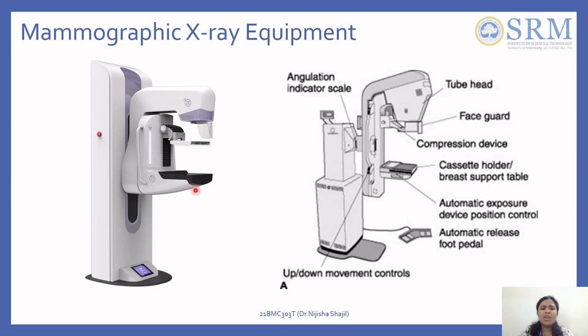So inside you will have the imaging section, and this is the x-ray tube. This is also a very compact tube. So inside this system itself you will have the generator, everything. So at the top you can see the tube head, everything, the compression device, the cassette holder, all that.